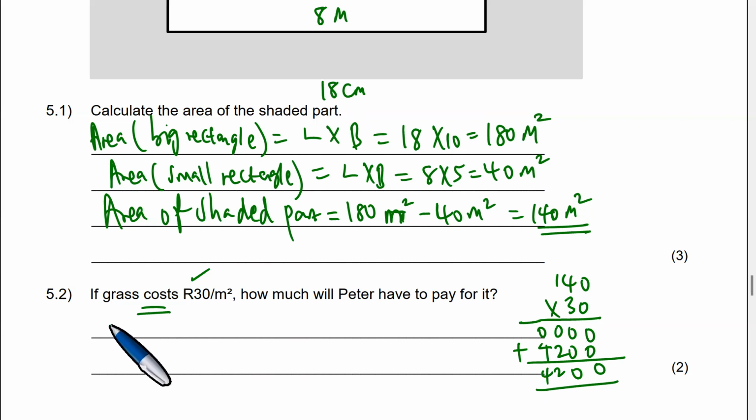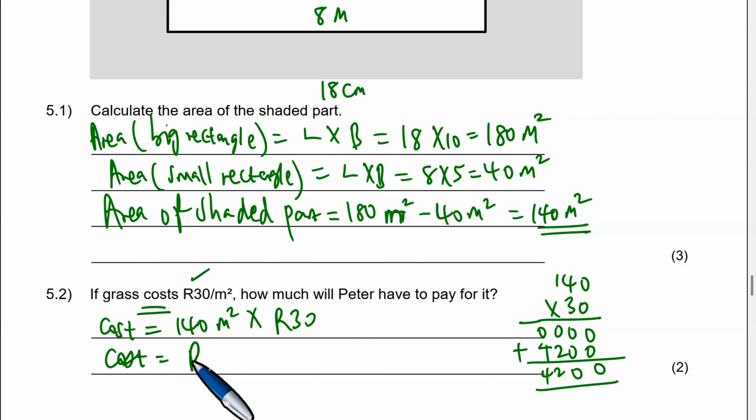So the cost is 140 times 30. So the cost is 4,200, like we did before. Okay, so we continue.